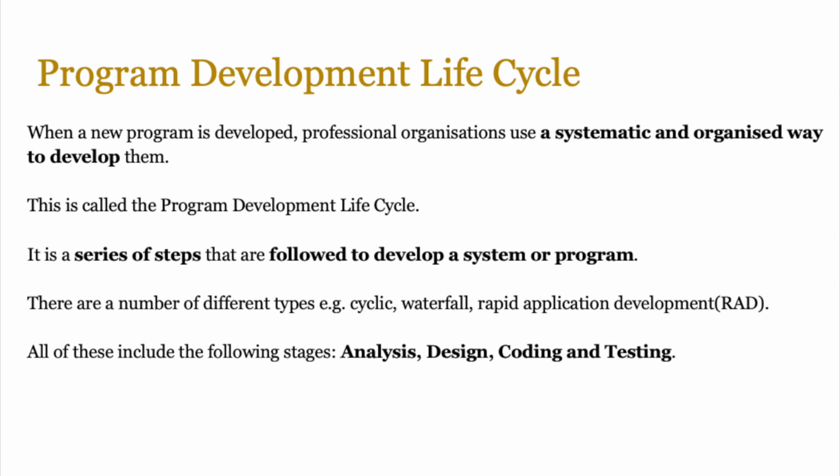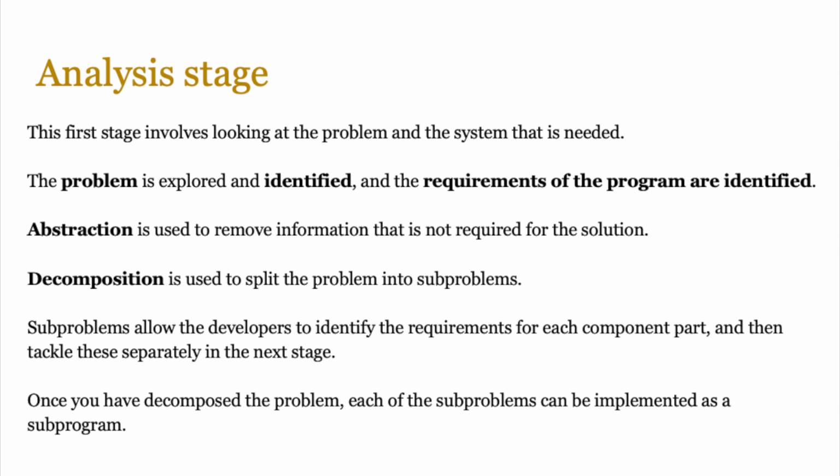And there are a lot of different types of program development life cycles. For example, cyclic, waterfall, rapid application development, also known as RAD. All of these include the following four stages: analysis, design, coding, and testing. You need to make sure you remember all the bits highlighted in bold for a particular answer related to program development lifecycle. Let's look at the analysis stage.